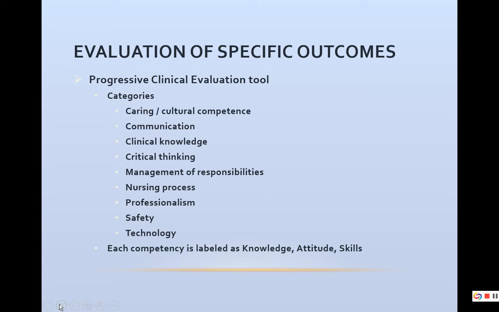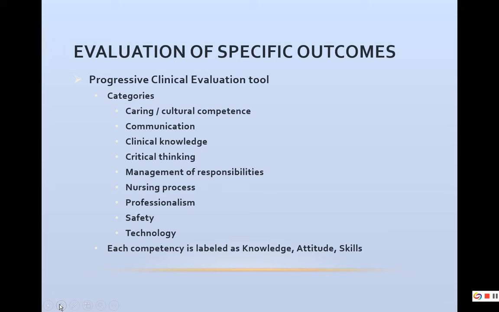So our progressive clinical evaluation tool has these categories: caring, cultural competence, communication, clinical knowledge, critical thinking, management of responsibilities, nursing process, professionalism, safety, and technology. Now, you probably won't have the opportunity to address all of those categories, and in fact, I wouldn't want to overload you in that regard, but there are many that you would be able to reflect on over the course of a day. Certainly communication, because you'd be seeing them communicate with the client and with you and with others on the treatment team.